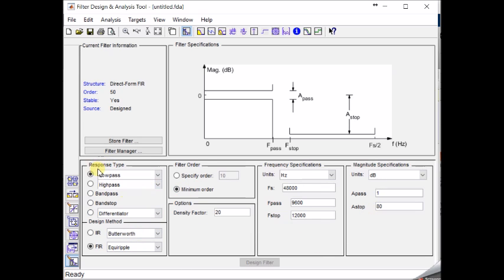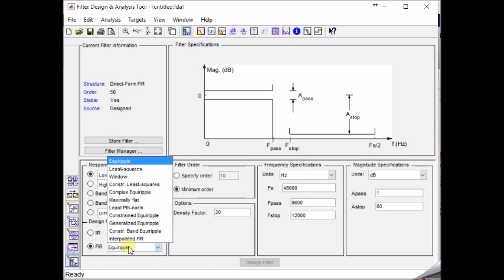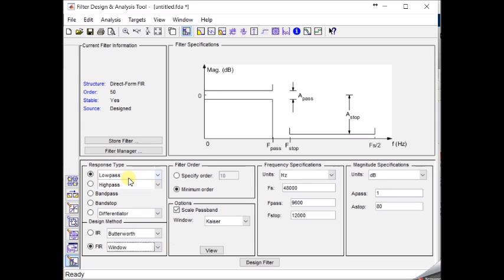So the first category here, response type, are the types of filters we just went over: low pass, high pass, band pass, and band stop. So let's just design a low pass filter. The second box is the design method, where the choice is between an infinite impulse response filter and a finite impulse response filter, and each of them have a few different subtypes of filters. So let's design just a common filter, which is a finite impulse response filter using the window method.